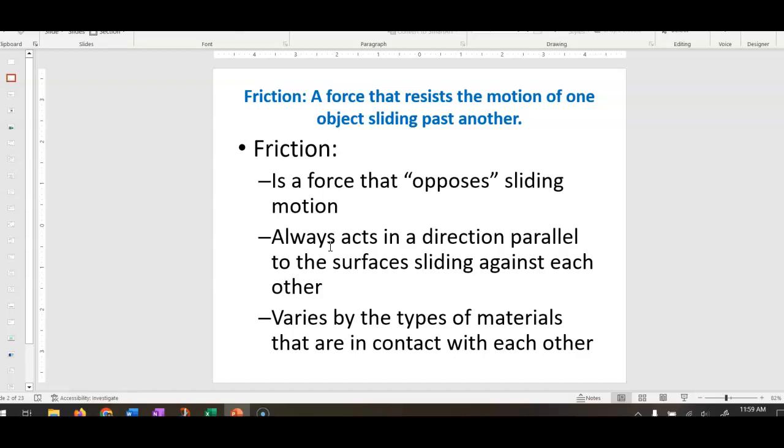Friction is a force that resists the motion when one object is trying to slide against another object. Friction always opposes that sliding motion, and as we've learned before, friction always acts in a direction that is parallel to the two surfaces that are touching, but it is always in the direction opposite to the direction that the object is either moving or trying to move. Friction depends on the types of materials that are in touch with one another.